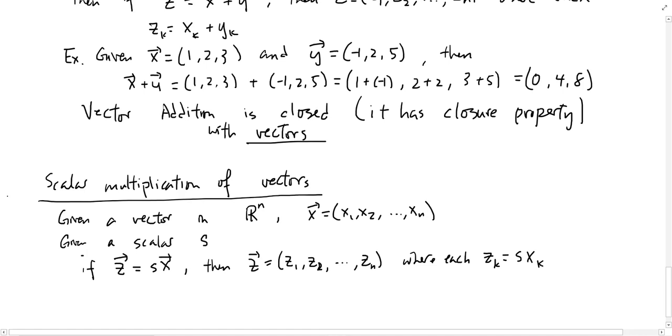If you multiply by a number, what you're supposed to do is simply distribute that number into each of the numbers inside the vector. So in this case, if I want to find out what z sub 1 is, I just take x sub 1 and multiply it by the scalar. And that's all. Here's a very simple example. Let's say we're given that vector x is 1, 0, negative 3, 7.